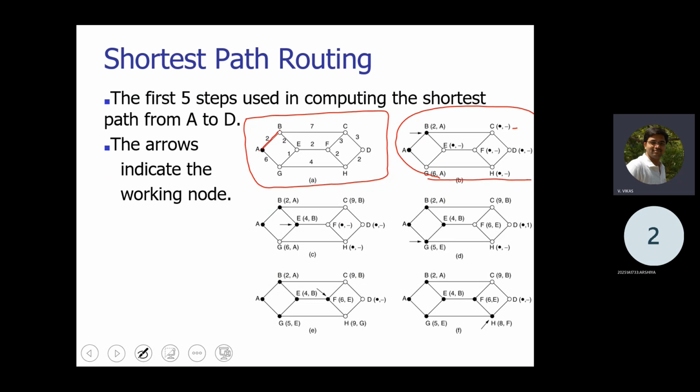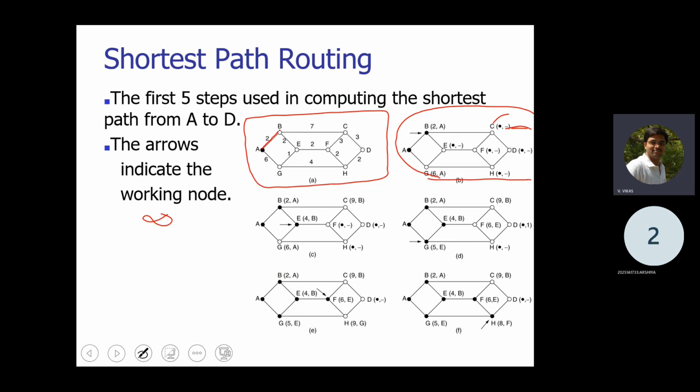For example, if I consider C, I am traveling from A to C, but I am not saying whether I am coming from B or E or G or F. From which node I am coming, I am not giving the details. I have no information about that particular path. This is just the initialization stage. You can also consider that initially we are considering the cost as infinite.